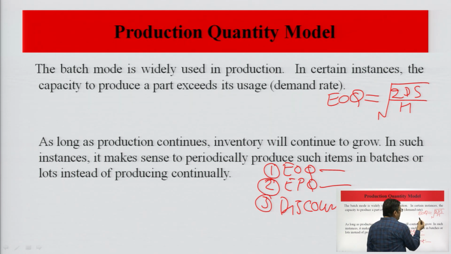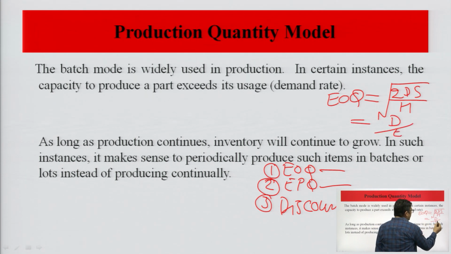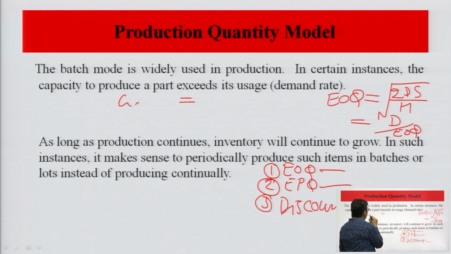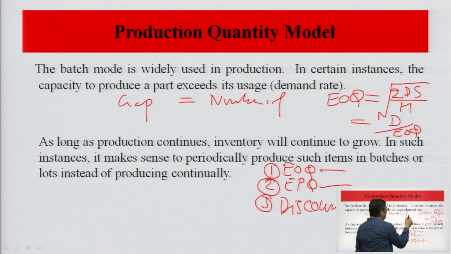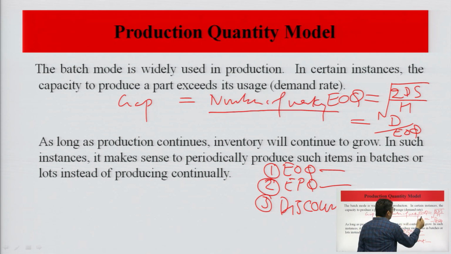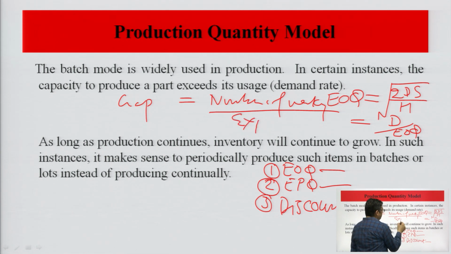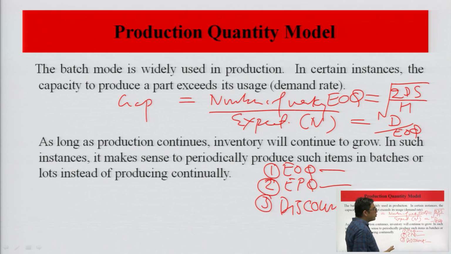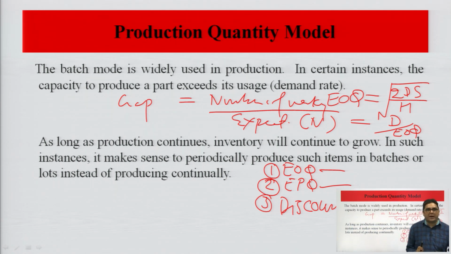The expected number of orders, how many orders are to be placed, is demand upon EOQ. How can we calculate how much gap should be there between two orders? It should be the number of working days upon the expected number of orders. So, in economic order quantity, these three things are important to calculate: the economic order quantity, the number of orders, and the gap between two orders.